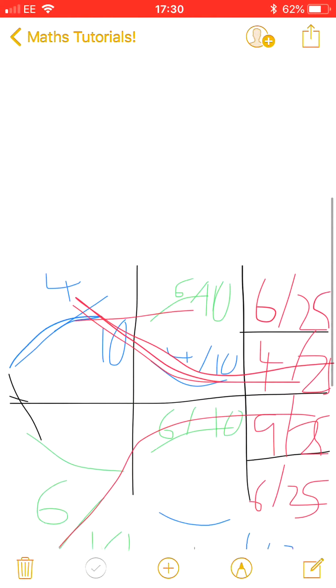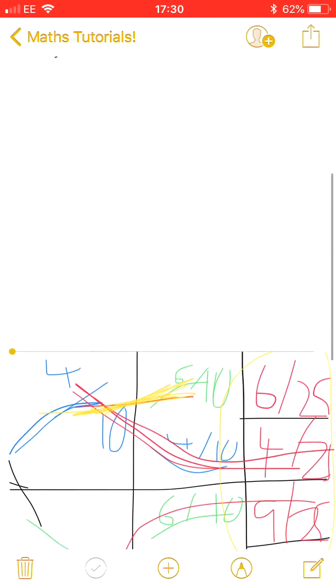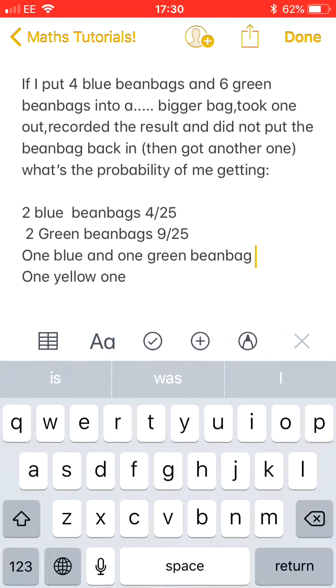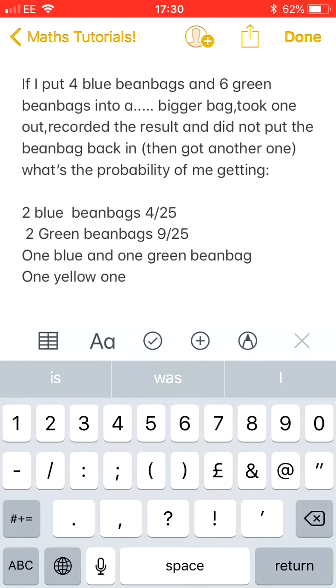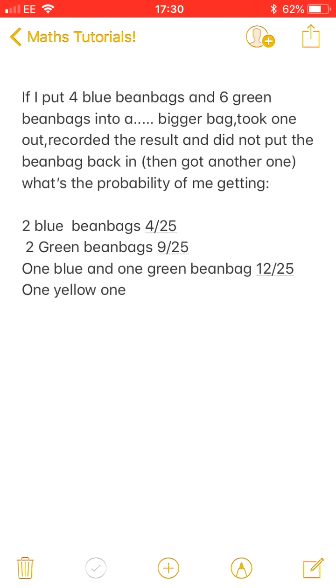1 blue and 1 green beanbag. I'll use yellow for this because it's getting confusing now. You can use this route, or you can use this one. Notice how they're both 6 out of 25. However, it's not just 6 out of 25, because there's 2 of them, it's 12 out of 25. The bottom number, or the denominator, always stays the same. Anyway, we can't cancel that, sorry.